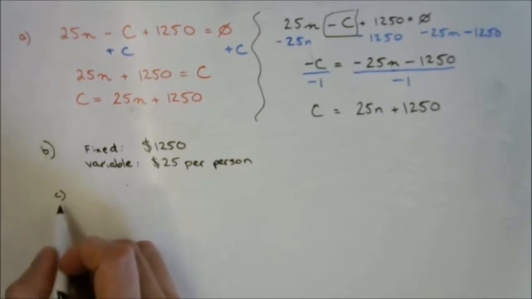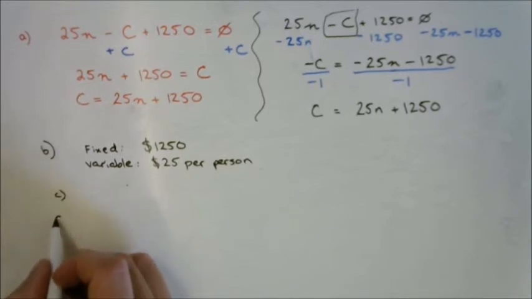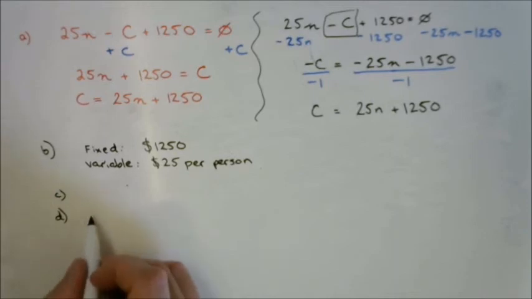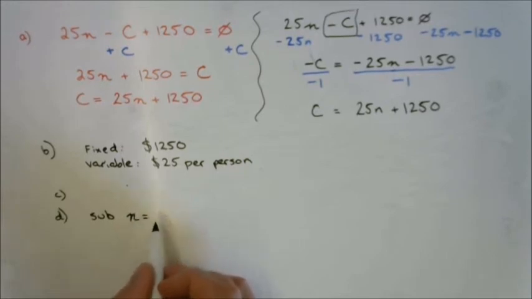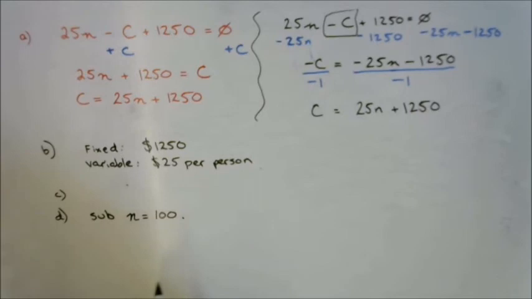C says illustrate the relation graphically. I'm not going to do that. I'll show you that on Desmos after, maybe. And then D says what is the rental cost if 100 people attend? Well, so now we can put it all together. What am I going to do? Sub in 100 for n. Okay, sub n equals 100. That's going to give us the cost.